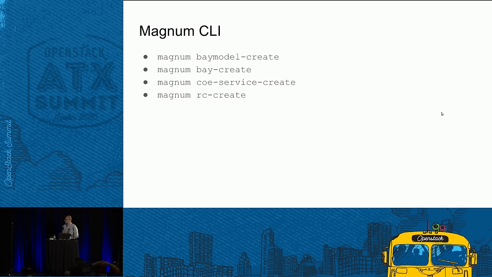Yeah, so here's a Magnum CLI command example. So we went through baymodel-create, bay-create. Then we're going to do Kubernetes service create, service create, and RC, that's a replication controller. We're going to do all that stuff.